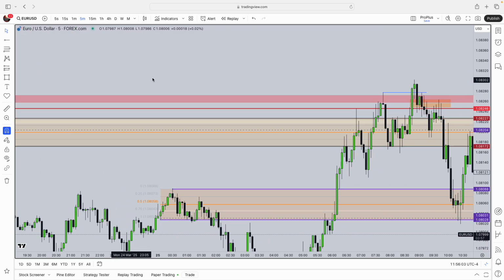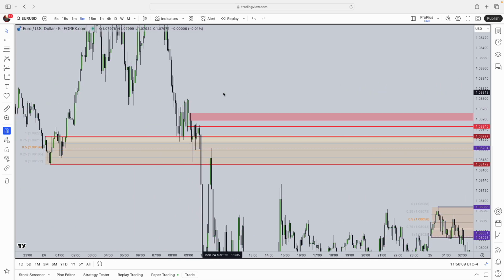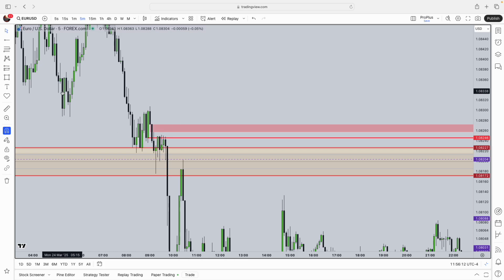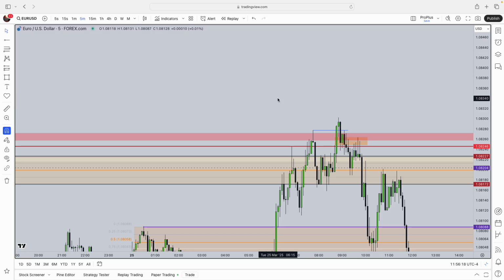Look to the left. Price ran through that there. Pretty sure there was one more. It might be on the 15-minute time frame. I don't think it's on that one. Yes, it's on the 15 minutes.